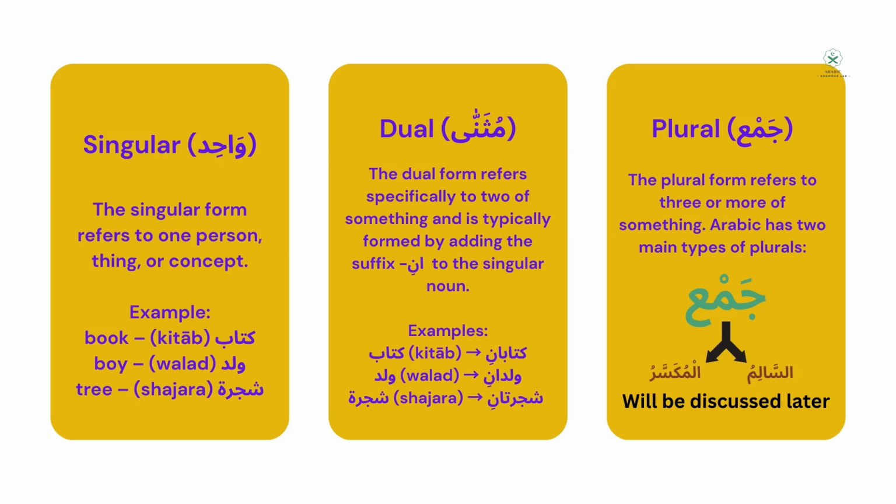Muthanna, the dual form, refers specifically to two of something and is typically formed by adding the suffix ani to the singular noun. For example, kitab, kitabani; walad, waladani; shajara, shajaratani.